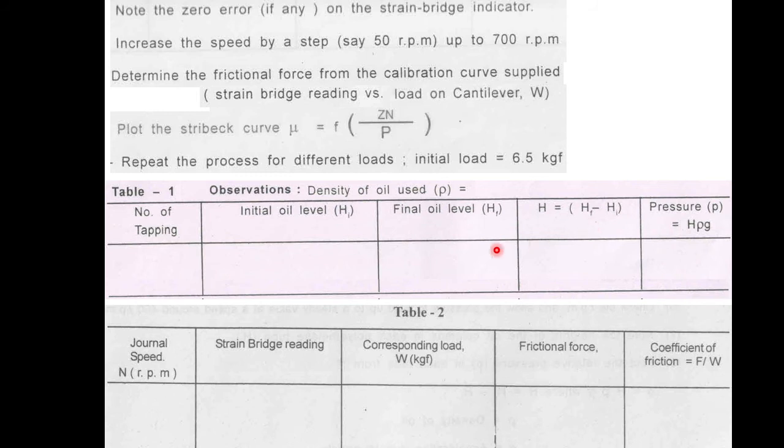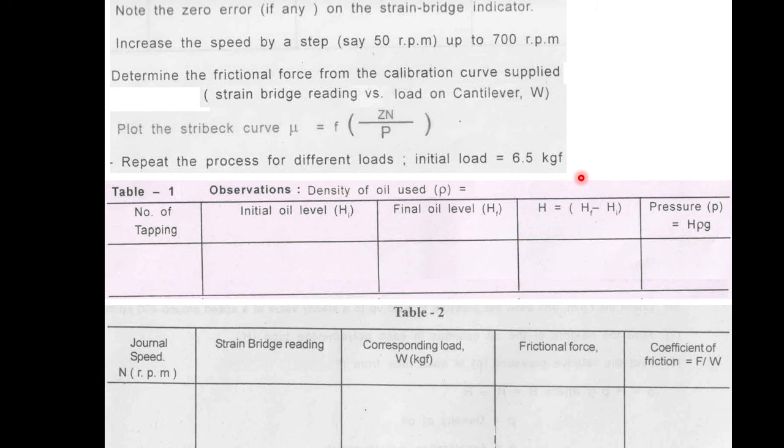There are two parts of the experiment. One is to plot this Stribeck curve, the other one is to obtain the pressure distribution diagram. So these two tables are for that. Table 1 is for the pressure distribution curve.